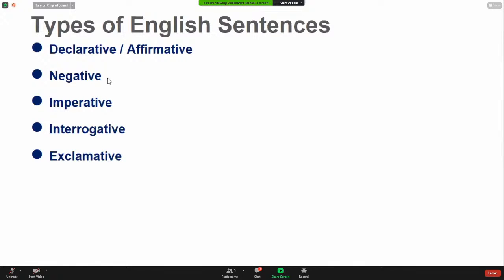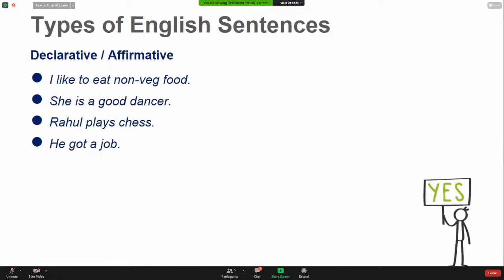A declaration may be negative or a declaration may be affirmative. In any sentence, it can be negative or positive. For example, here I am declaring that I like to eat non-veg food. It is just an information I'm giving, just a declaration.